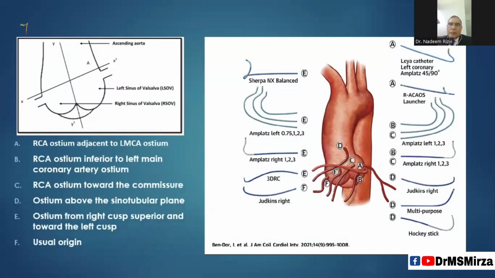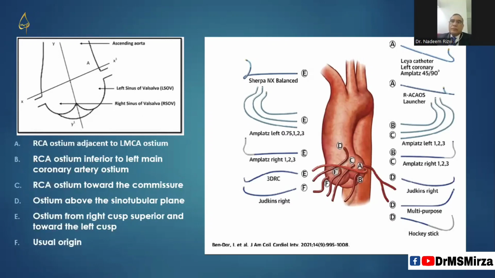Location A is adjacent, and location B is inferior to the left main stem, as we can see here. Location C is also from the left cusp, but it is toward the commissure. Location D is above the sinotubular plane. Location E is from the right sinus, but it is a leftward and superior origin. And F location, as we all know, is the normal origin of the RCA.